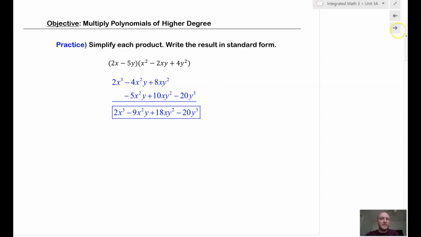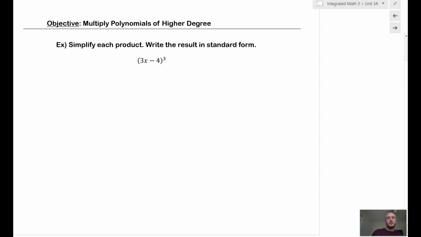Okay, so the very, very last thing that I'm going to go ahead and show you is we have a binomial here, and it's raised to the power of 3. And there's a very, very common mistake that students do with this, and that they just distribute the power of 3. You can't do that.